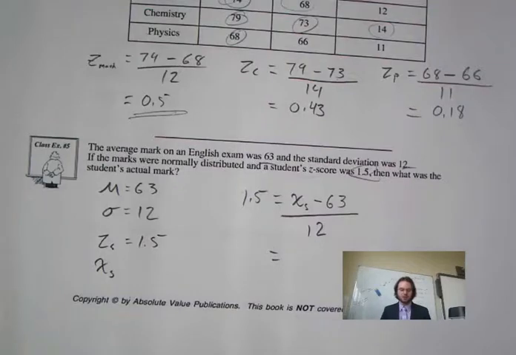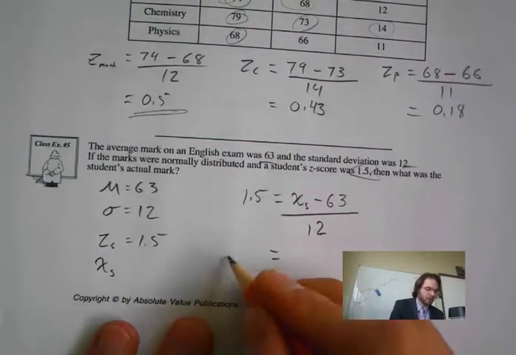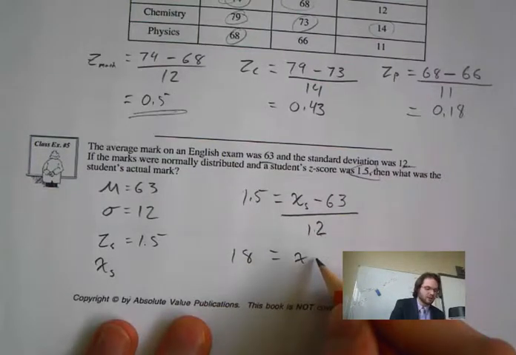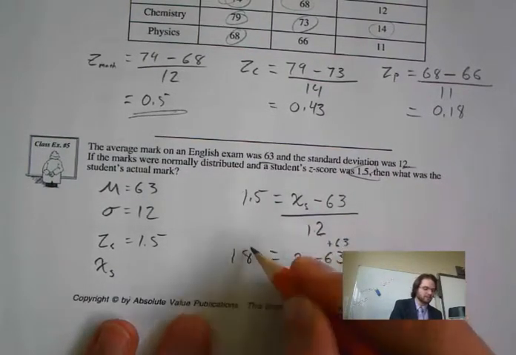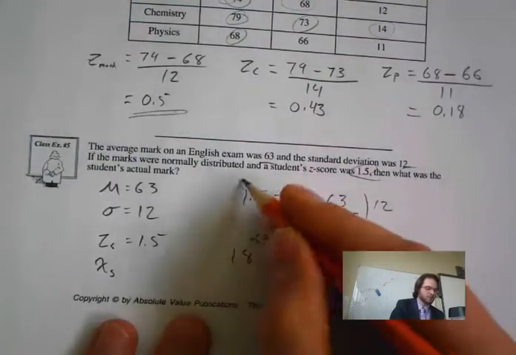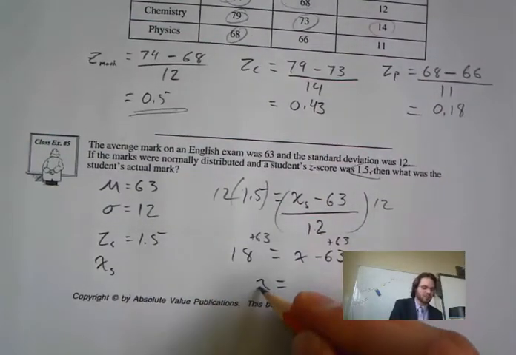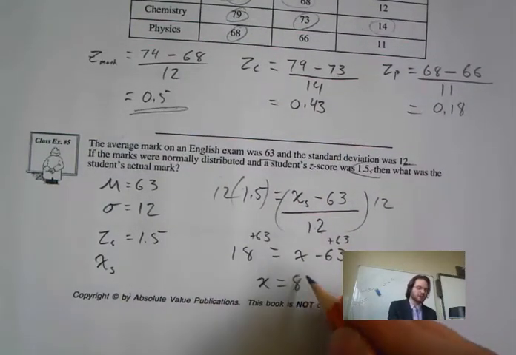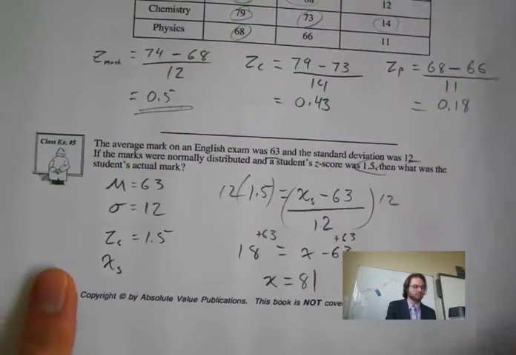Now I'm going to rearrange that. First I multiply both sides by 12, trying to solve for x, so I get 18 is equal to x subtract 63. Add 63 to both sides, and I'm going to end up getting x is equal to 81. So the student got a mark of 81.